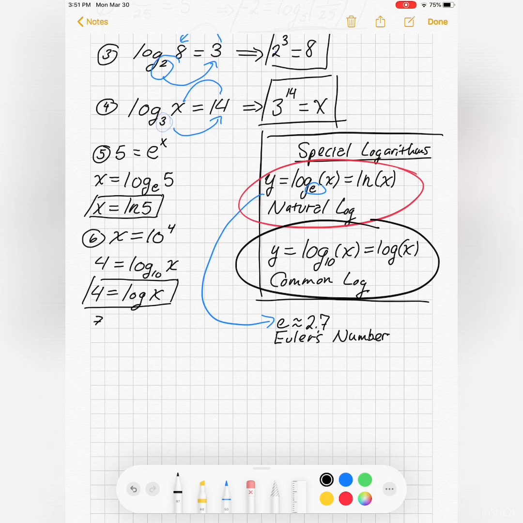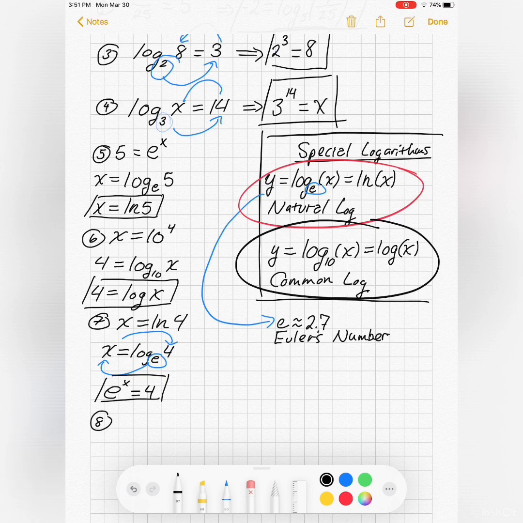Okay, what if I start out with x equals ln of 4? Now I have a logarithm, because remember I could write that equivalently as log base e of 4. So to change this into exponential form, I go base to the exponent equals what's inside. In other words, this would be e to the x equals 4.